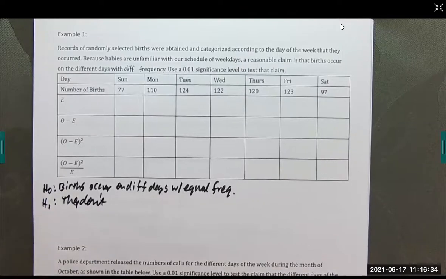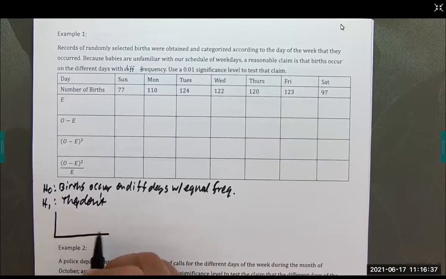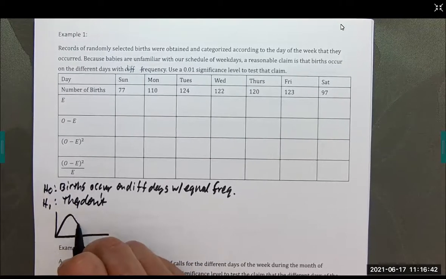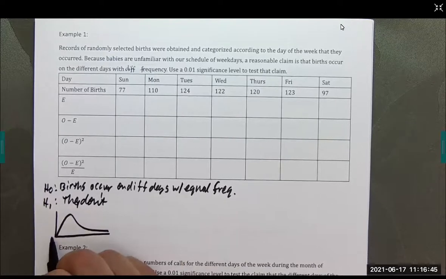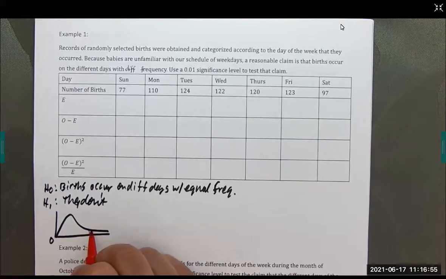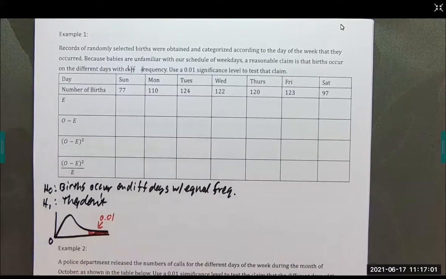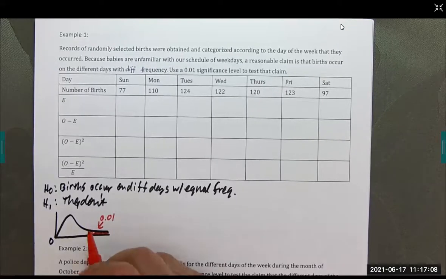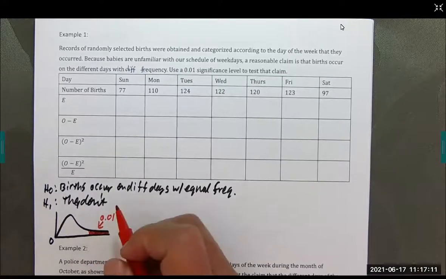And let's put our, this is going to be a chi-squared distribution, pardon me. The graphs look very similar. And in this case, we have a 0.01 significance level. And we need to get our test statistic so that we can get our p-value. And then we'll compare our p-value to our alpha here.